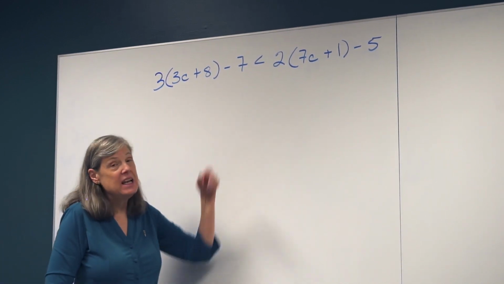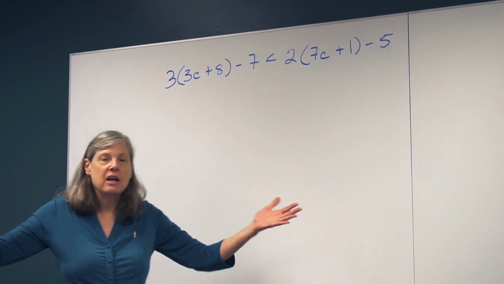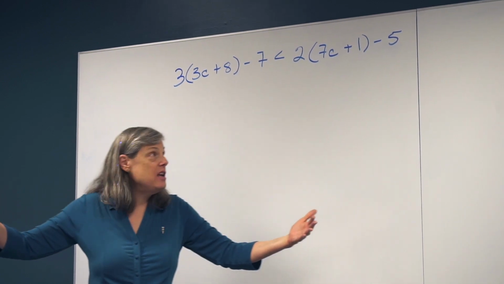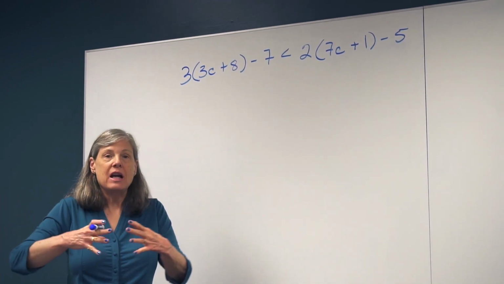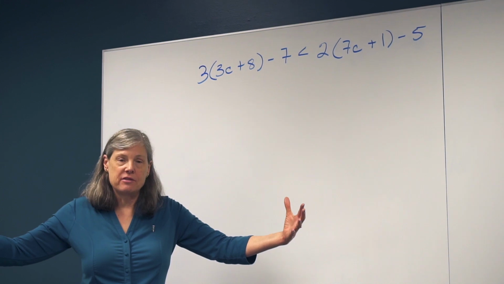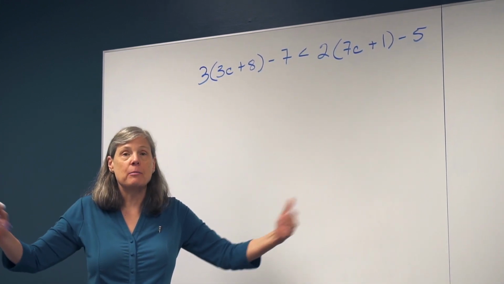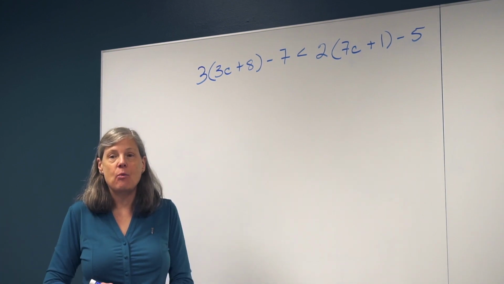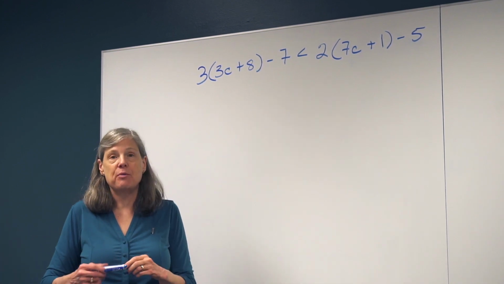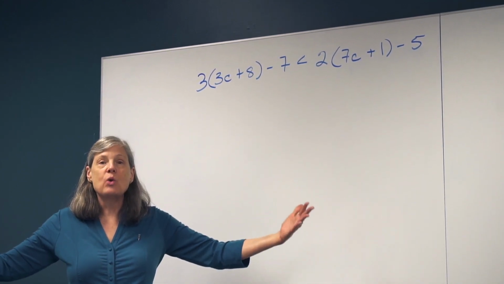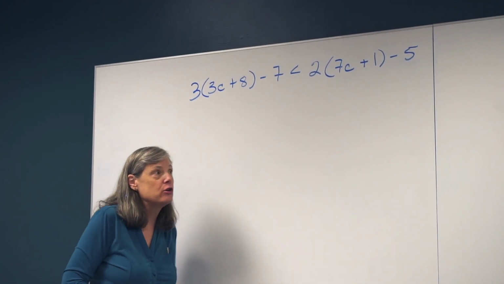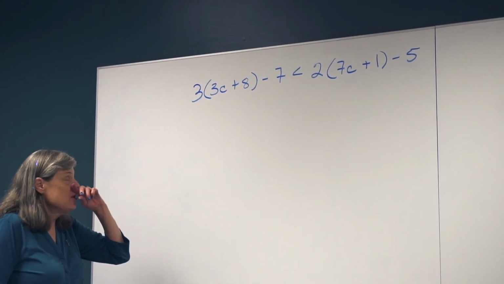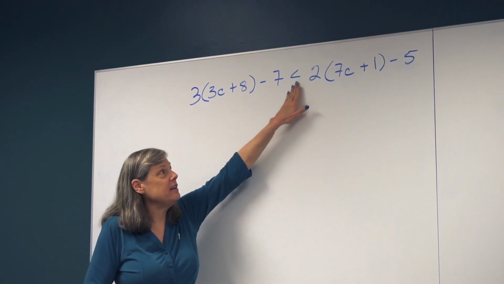But when we have an inequality, that means we're solving where x or c or whatever letter we're solving for is a range of stuff. It's a whole bunch of numbers. All the numbers between this one and that one can work for this problem. So we get a range, okay, an interval. All right, so here's our sign.